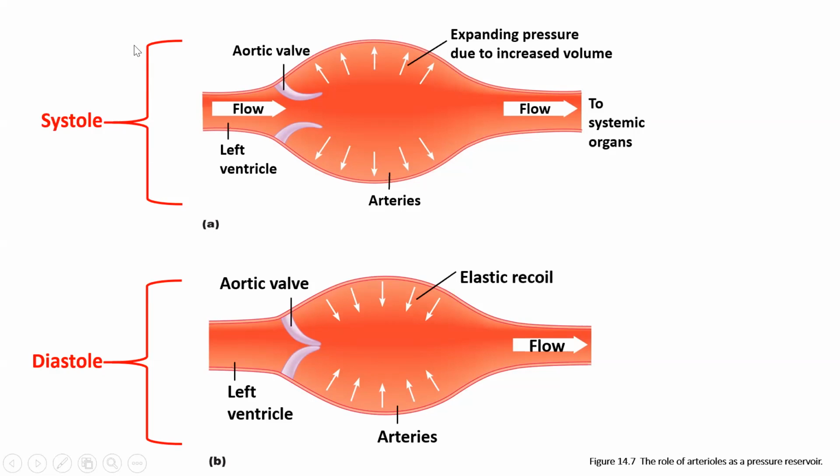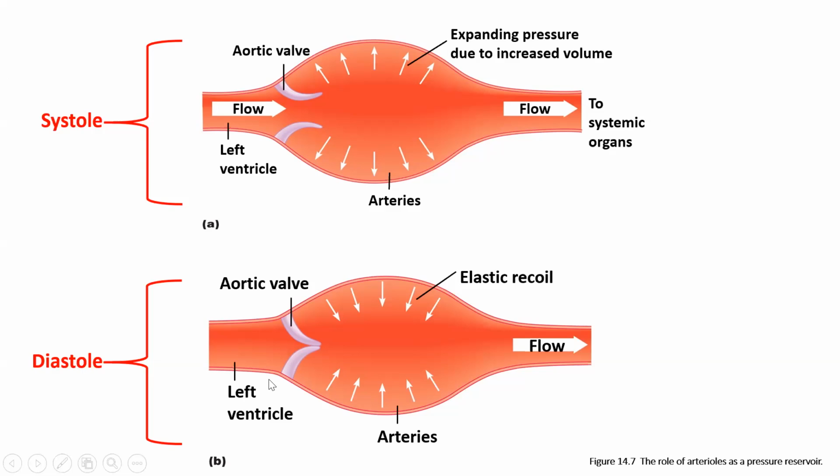So during systole, remember the heart is ejecting blood into the artery. So we've got continuous flow coming from the left ventricle, moving into the aorta and moving out to our systemic organs. And as the aorta expands to accommodate that flow, it's going to expand and store some of that energy in the elastic walls.